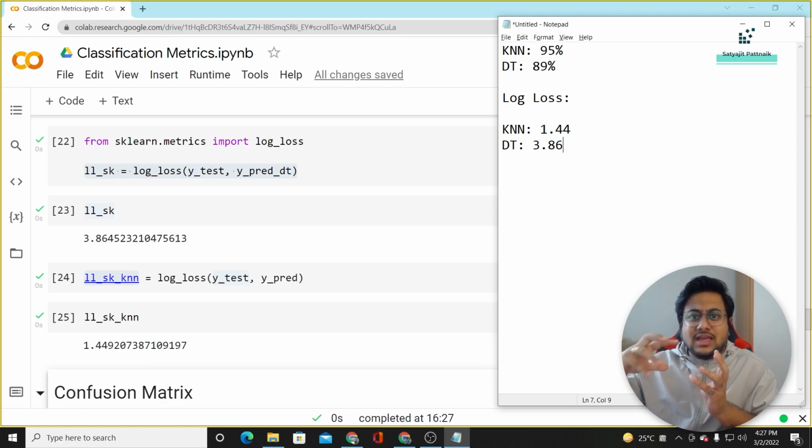Log loss basically means error. The more log loss, the worse your model is. It has to be less log loss.